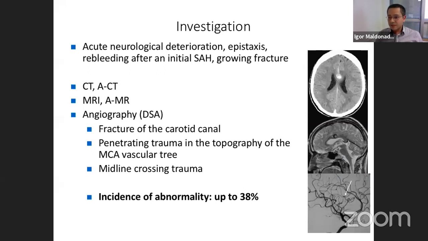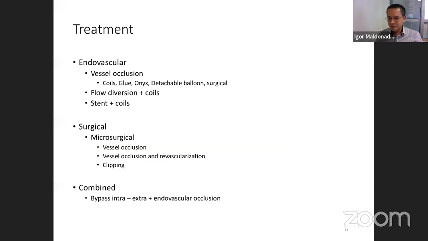So I already commented on the diagnostic methods, but there are some particular situations in which the rate of positivity of this examination is higher. That's the case of fractures of the carotid canal, evidently, and penetrating traumas that go through the ramification tree of the MCA or cross the midline. There are papers showing that in these situations, the angiogram may be abnormal in up to 38% of cases. So this is a provocative statement, because actually there are cases for which we should think about obtaining an angiogram initially at admission, even if the reason for the hospitalization is not vascular, it's trauma. But I think that most centers do not do it like this.